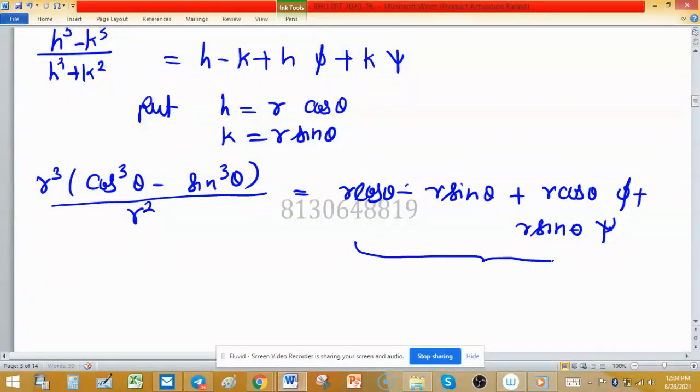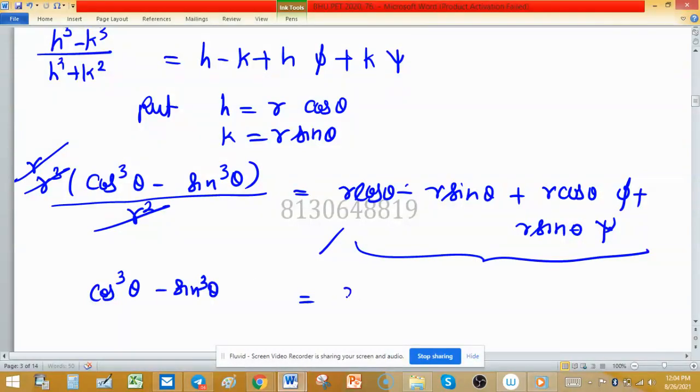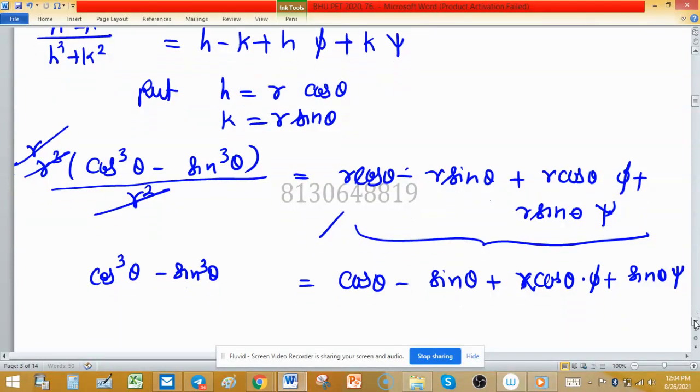Take r common from the right hand side, and this will cancel out with r square on the left, and one r remains here. After taking r common from the right hand side, this r will cancel out from this one. So on the left we have cos cube theta minus sin cube theta equal to cos theta minus sin theta plus (cos theta into phi plus sin theta into psi).